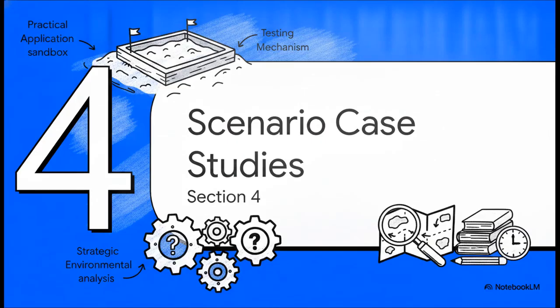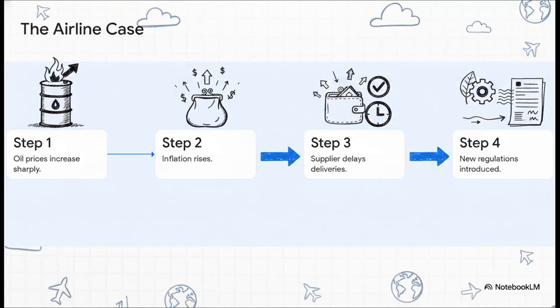Let's put this into practice with Section 4, Scenario Case Studies. We're going to run through some rapid-fire scenarios to test those executive instincts of yours. You could face a tech firm dealing with global silicon shortages, a retailer navigating a new economy-wide import tariff, or a pharmaceutical company adjusting to strict new FDA rules.